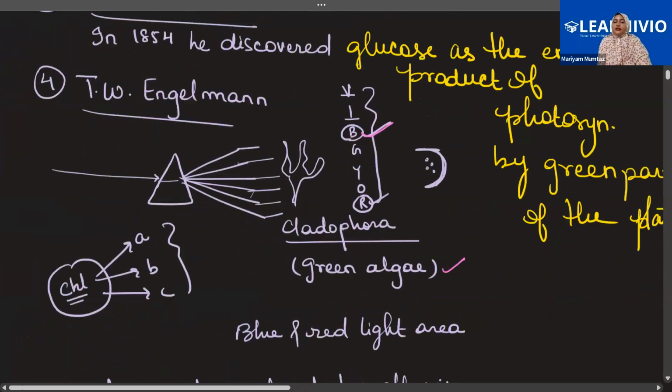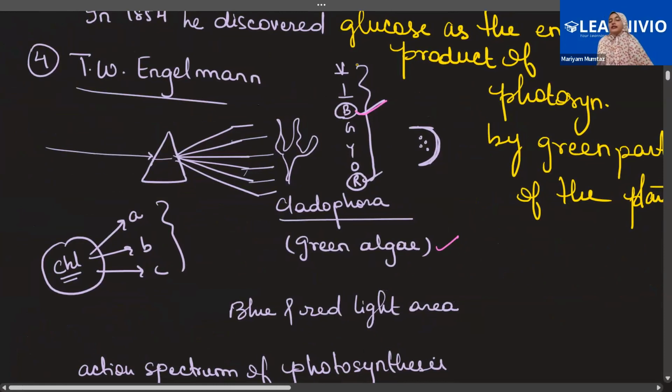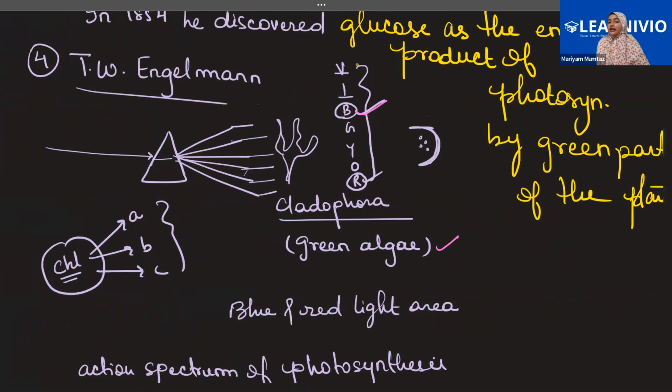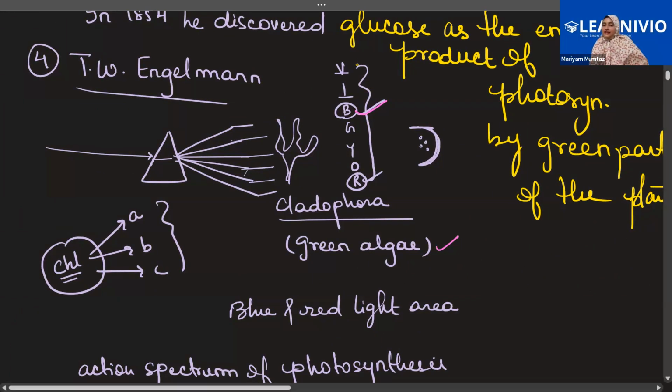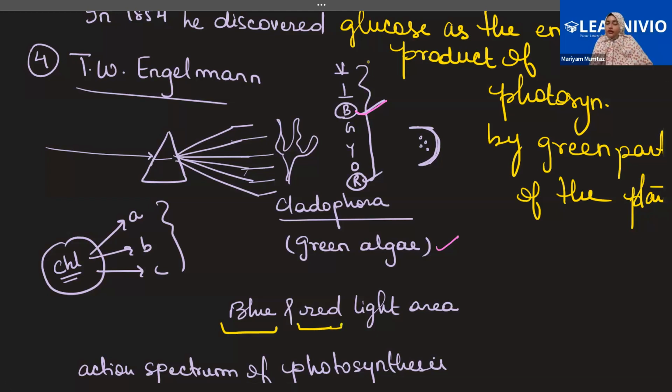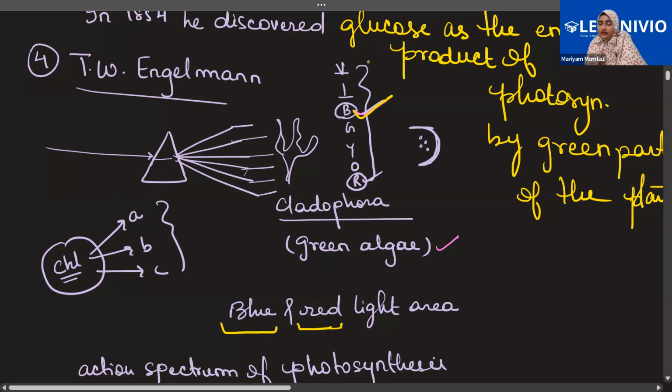Then came T.W. Engelmann, and what he did, he took a green algae called cladophora and he illuminated it, meaning using a prism, he made light split into spectral components and he found that photosynthesis takes place in the blue and the red light area. It does not take place in any other area. So, this is a very, very important discovery. Now, when he illuminated the cladophora using the prism, he saw that the cladophora was making air bubbles only in the region of blue light and the red light. That's it. No other region it was making the oxygen bubbles or doing photosynthesis.